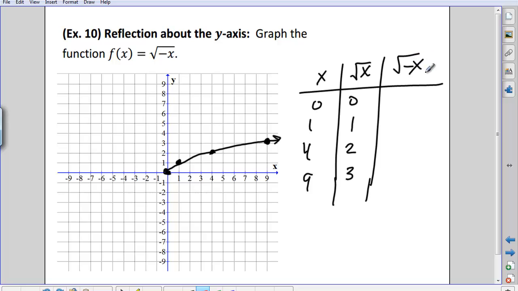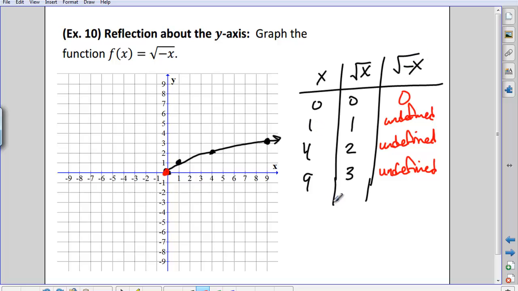Well, all of a sudden these points, okay, 0, 0 is still there. If I do a 1 here, that becomes a square root of negative 1, which is undefined. 4 here becomes the square root of negative 4. That's also undefined. Remember, we can't do a square root of a negative, so 9 here would make that square root of negative 9, which is also undefined. So we kind of run into a problem. We don't have those x values there. We do have a point at 0, 0, though.